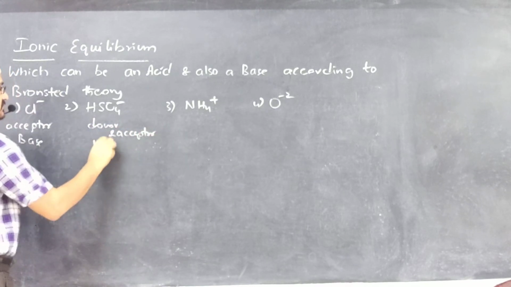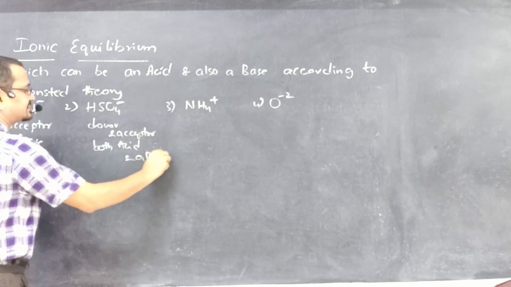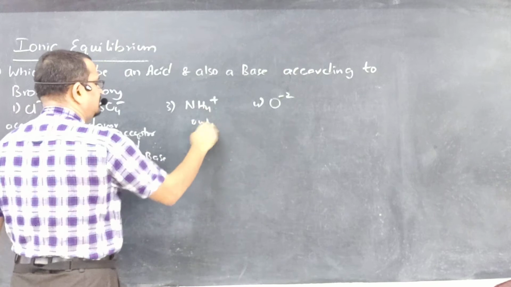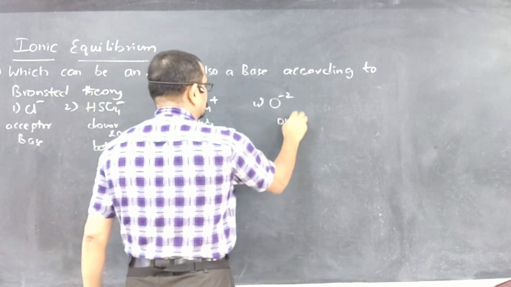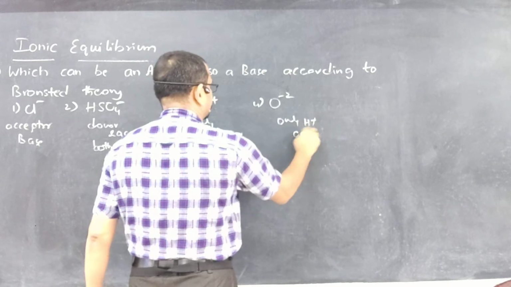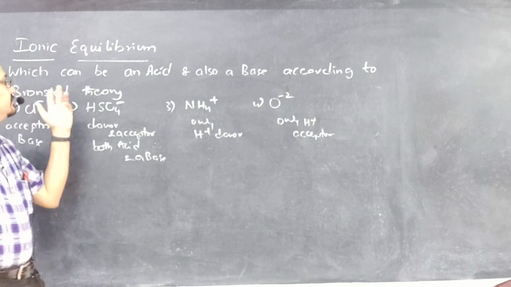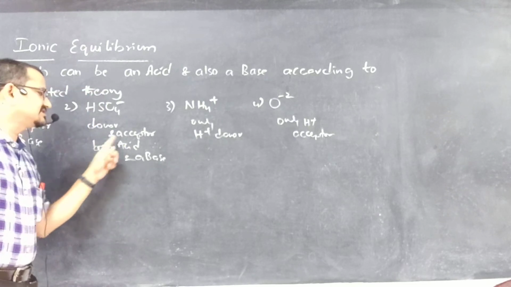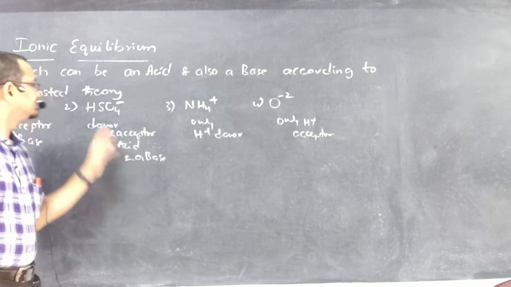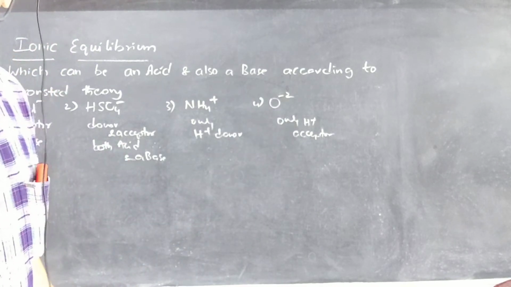So both acid and a base. This is only proton donor. This is only proton acceptor. So as per this concept, among the four options, which can act as both donor as well as acceptor, both acid as well as a base, is bisulfate. Let us see the next question.